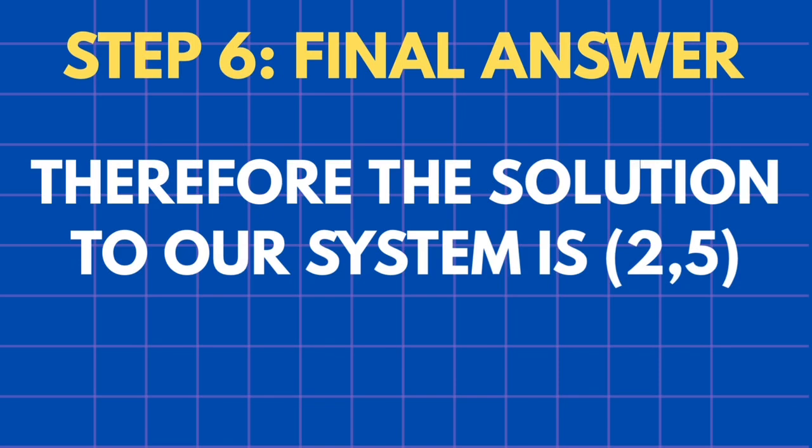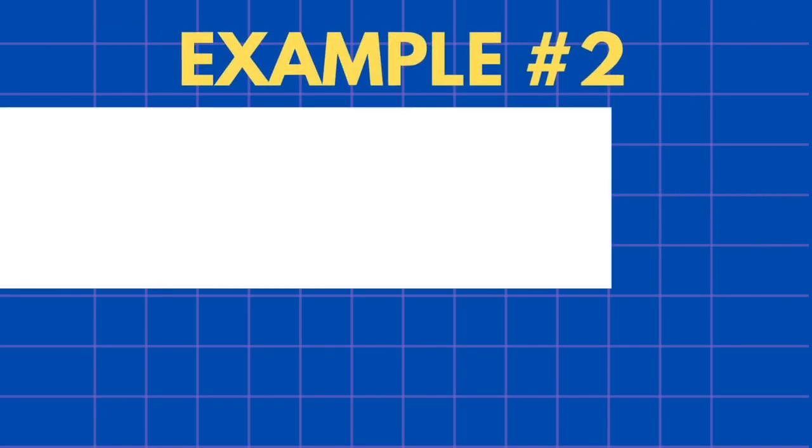It's important to note that we haven't solved two separate equations. We simply turned two equations into one equation with one variable. Once we solve that equation, finding the second variable is easy. Let's move on to our second example.